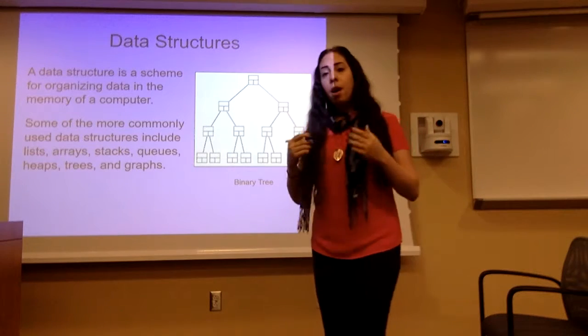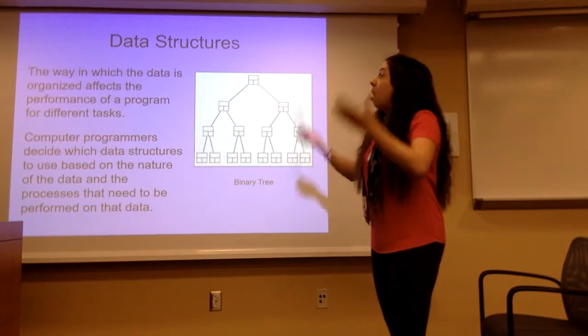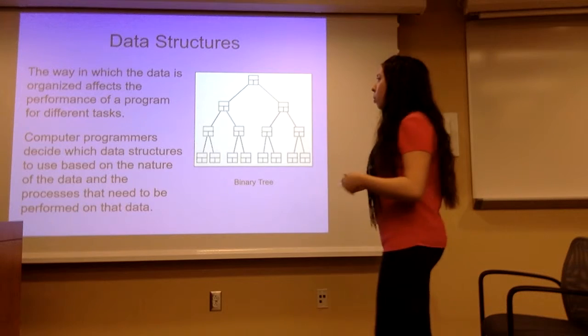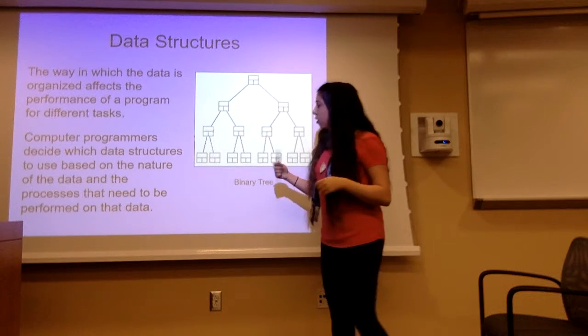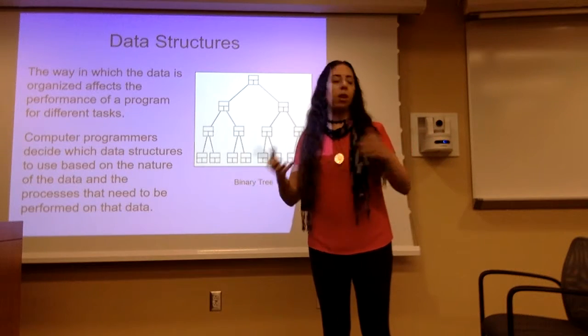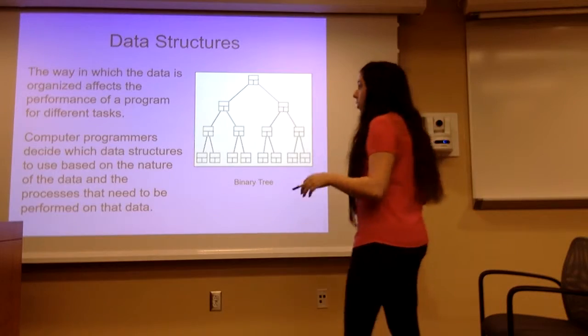We need them because they immediately affect the performance of the program that we want to build. And that, of course, depends on the different tasks that we want to accomplish. So here, for example, a tree is different than a queue, is different than a list. The time complexity and space complexity are totally different.